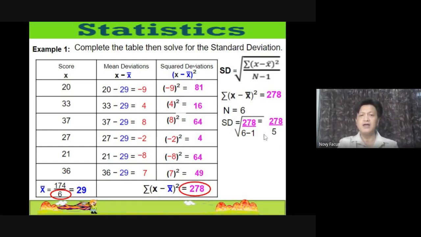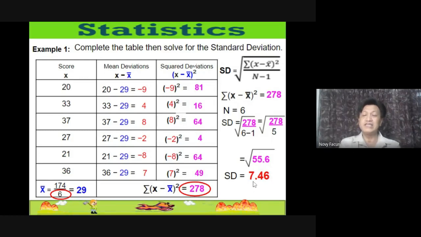Meaning to say, okay, so i-subtract muna natin yung nasa denominator. Kaya nga, square root of 278 over 5. And then, before you get the square root, i-divide muna natin siya. Kaya nga, that is, okay, 278 divided by 5, that is 55.6. Since may square root yan, i-square root mo pa to get the standard deviation. Meaning to say, the square root of 55.6, that is 7.46.